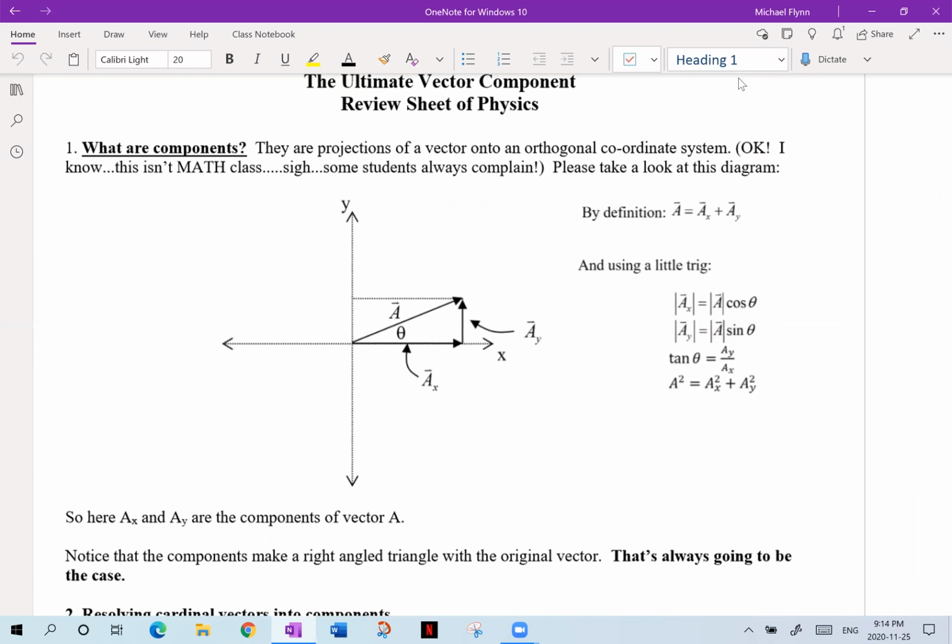So first I have to teach you what components are, and I made a very detailed note for you, and you can read it if you want. What components allow you to do, when you're doing questions involving vector addition and subtraction, is boil every problem down into one right angle triangle. Now, if the problem you're working on is already just a right angle triangle, then this method doesn't really help you, okay?